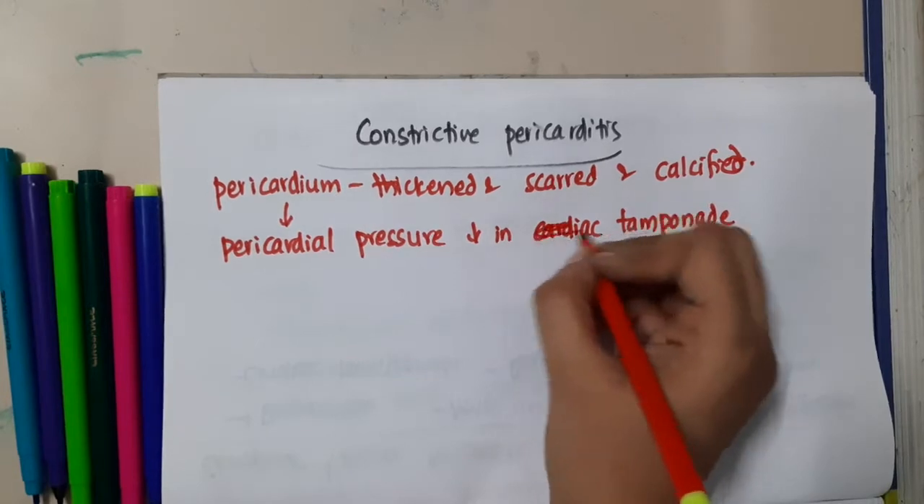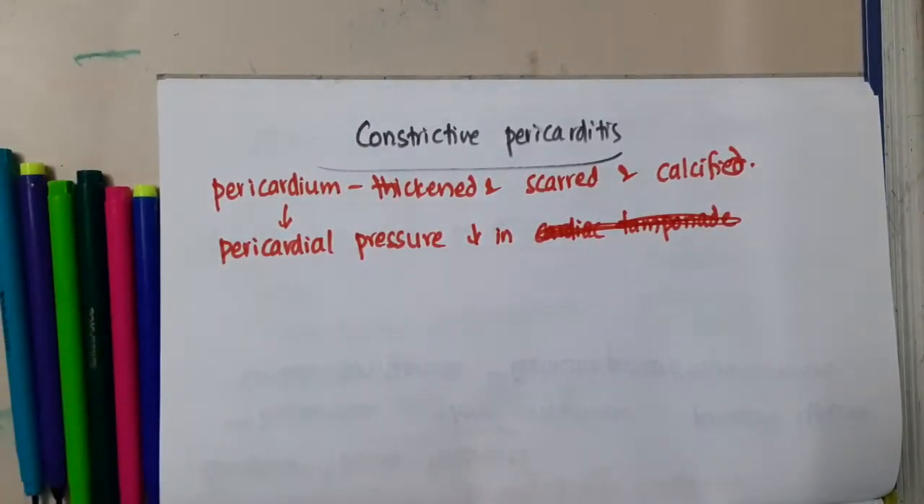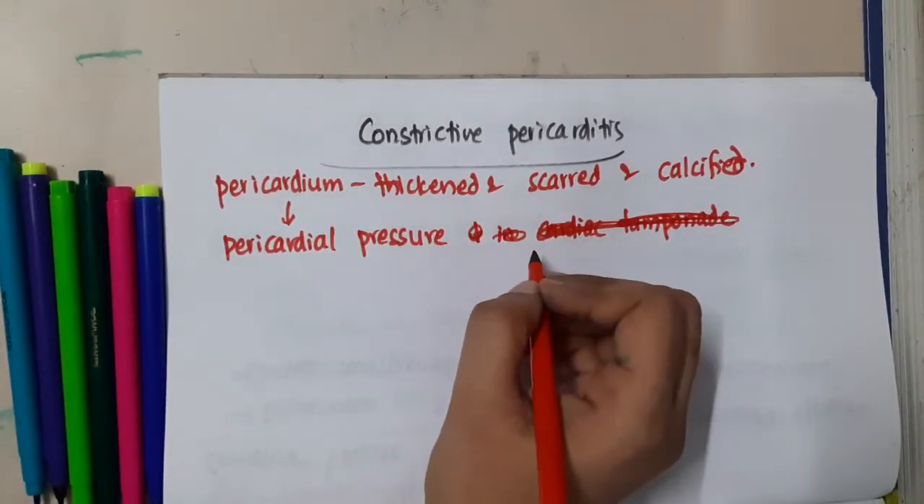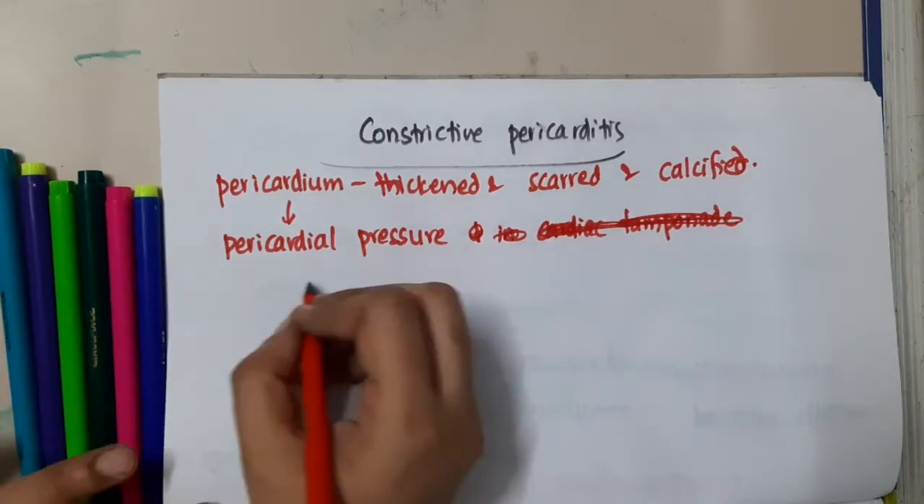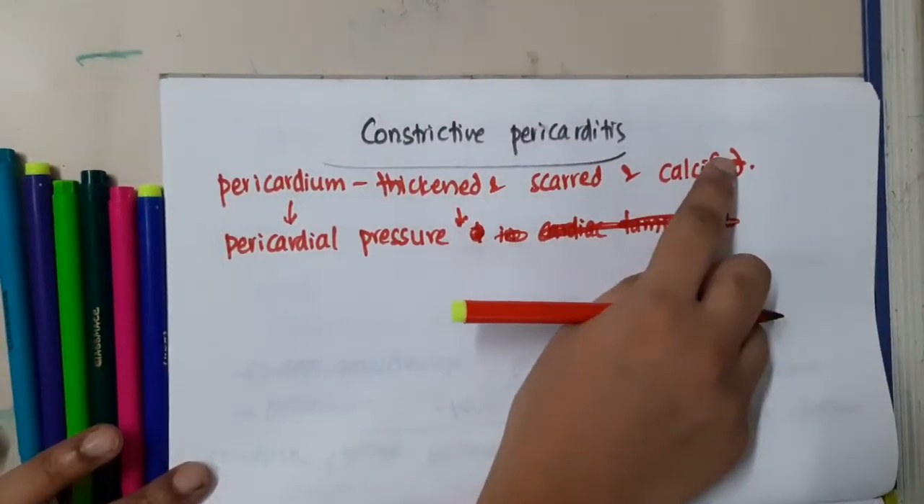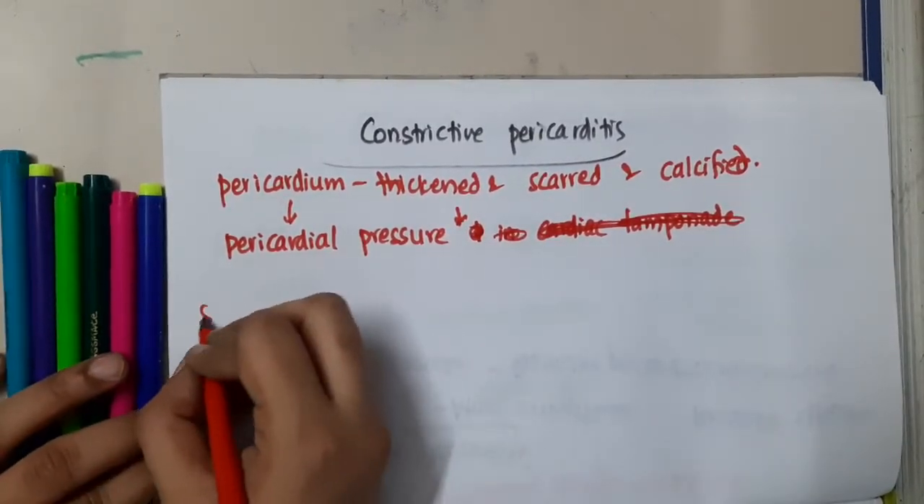Okay, sorry. This is constrictive pericarditis, right? Even here the pericardium is thickened and calcified, so pericardial pressure is decreased. Because of thickening and scarring, there is decreased pericardial pressure, right? So what happens in systole? We will see.